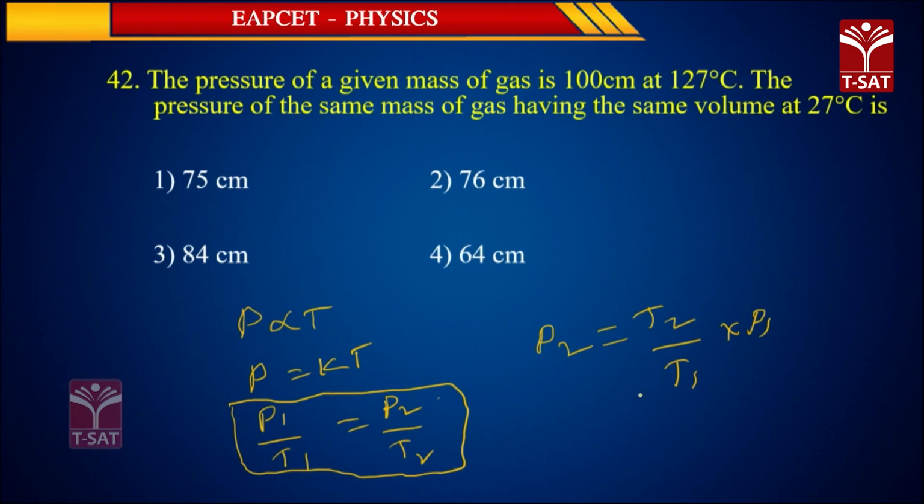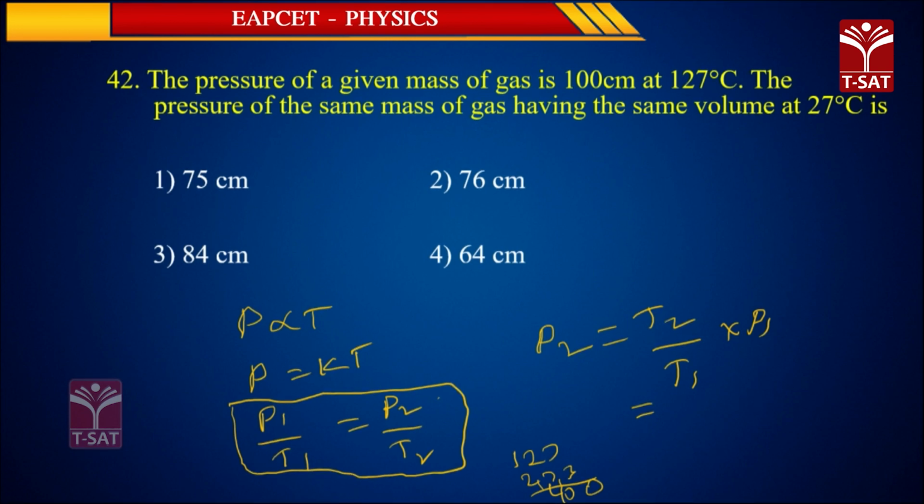Here T2. Look at the temperature. What is the value here? 127 degrees. Here you convert to Kelvin: 127 plus 273. How much? 400. Another one is 400.